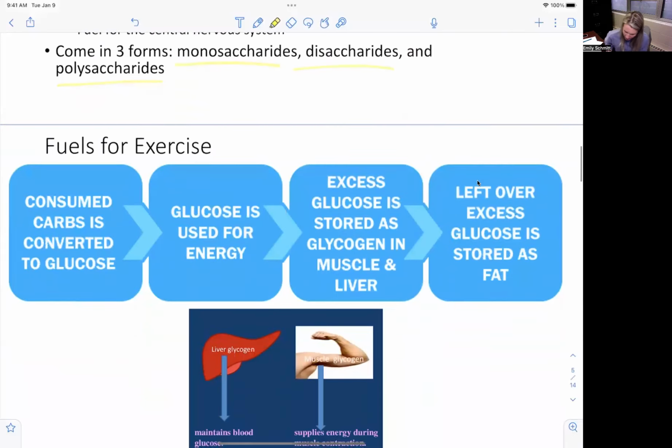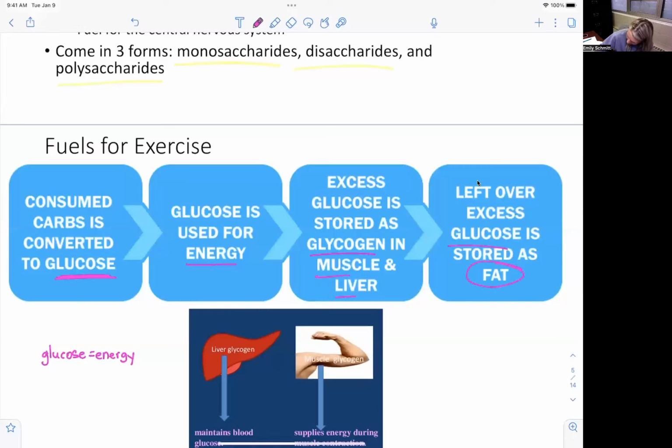So we know that whenever we consume carbs, it is converted to glucose. So glucose is used for energy. Excess glucose can be stored as glycogen in the muscle and liver, or as leftover excess glucose stored as fat.